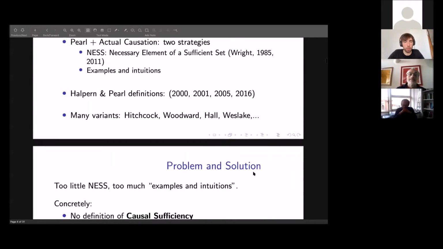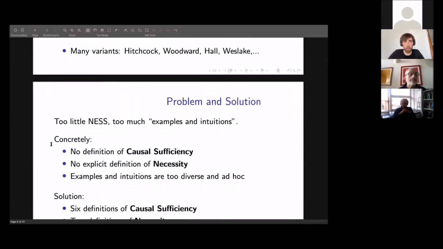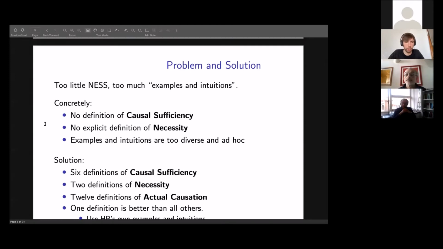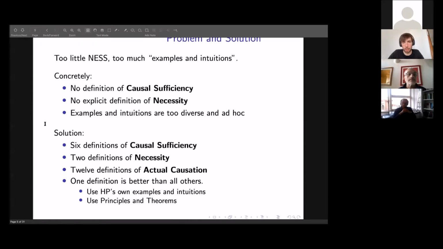Now, let me get back to what I would say is wrong with the current literature. I've already said certain things, namely that the NES strategy hasn't received enough attention. In particular, although Pearl starts out with saying, yes, this NES intuition is very important and we should make it precise, he doesn't offer a definition of causal sufficiency. He also doesn't explicitly define necessity.